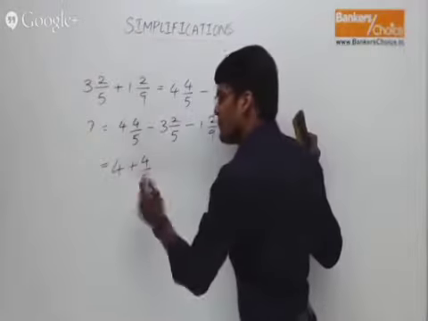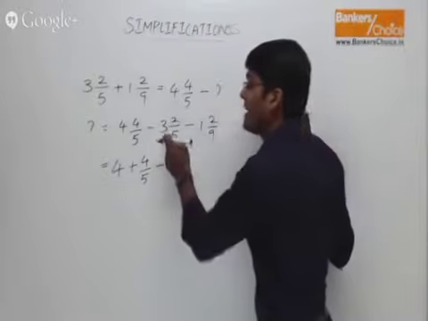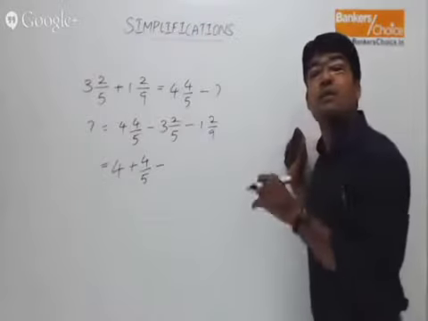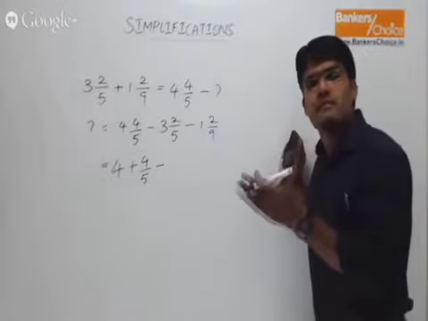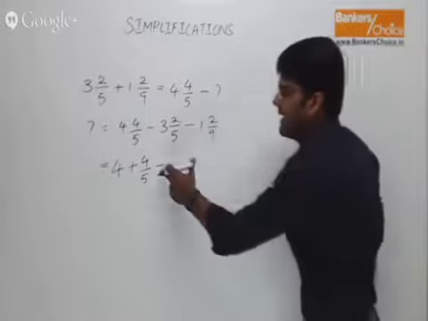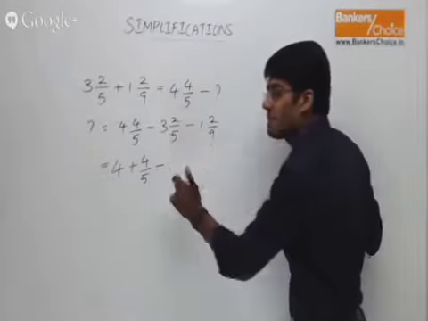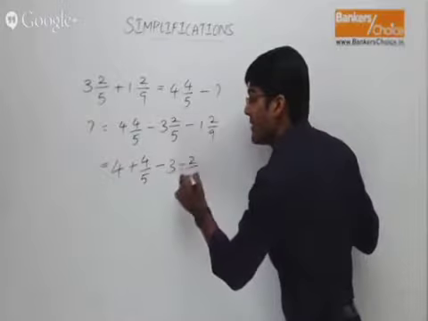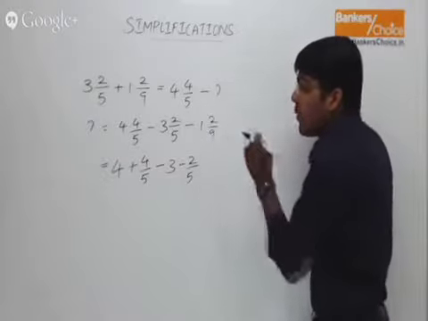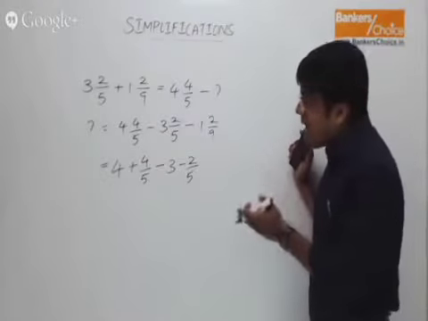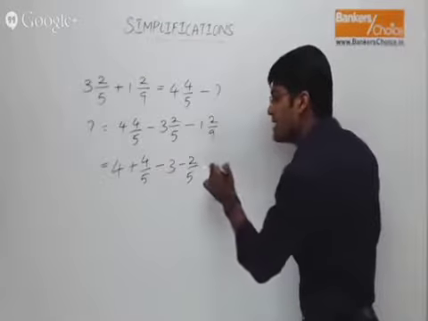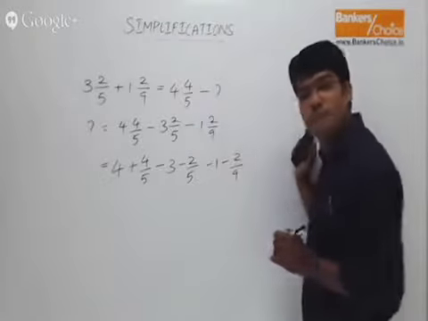So 4 plus 4 by 5 minus of, look at this, 3 2 by 5 will be equal to 3 plus 2 by 5. But when you split it, it becomes minus 3 minus 2 by 5. The negative sign is applicable to both the integer as well as the fraction part. And then 1 2 by 9 is 1 plus 2 by 9. Apply the negative sign to both of them: minus 1 minus 2 by 9.